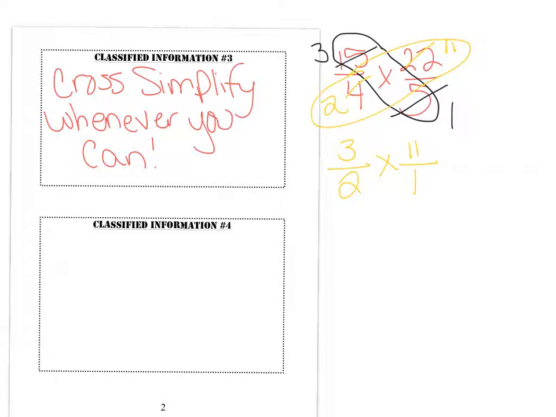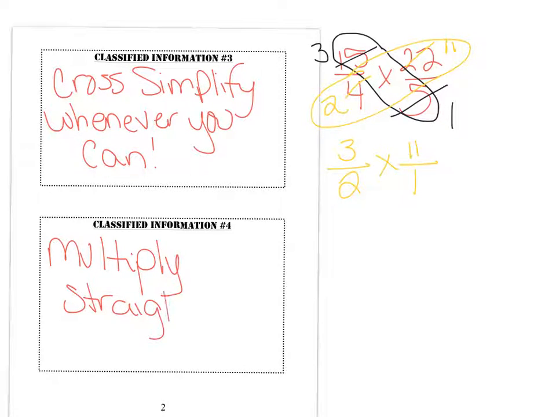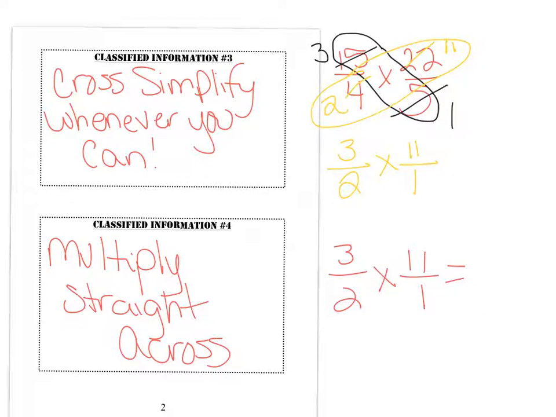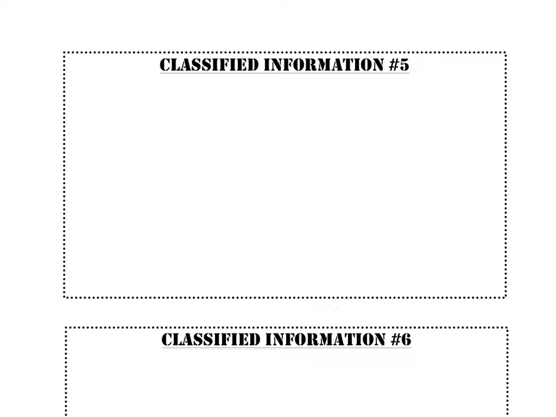Classified information number 4 is to multiply straight across. So let's do that. 3 over 2 times 11 over 1 equals 3 times 11 is 33, and 2 times 1 is 2. 33 over 2. Let's go on to the next page.